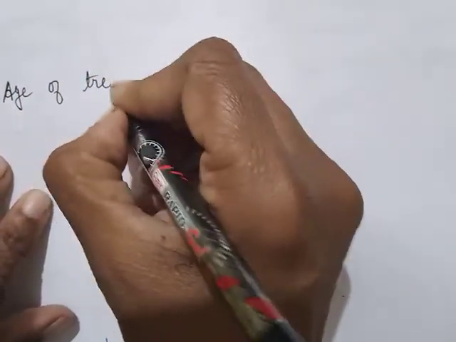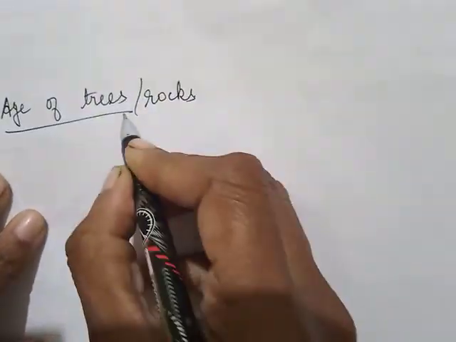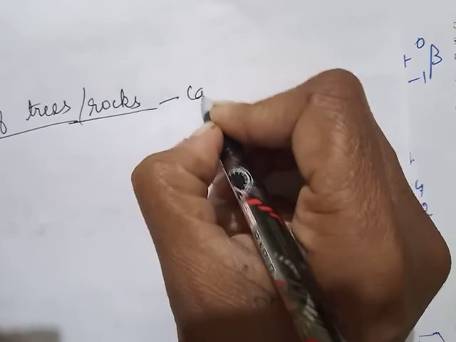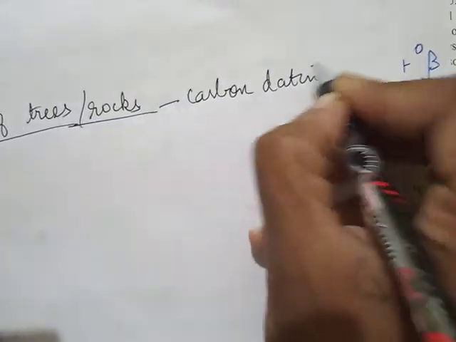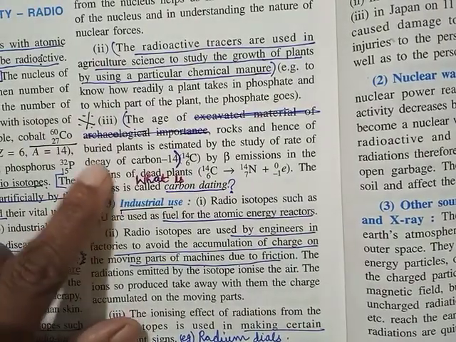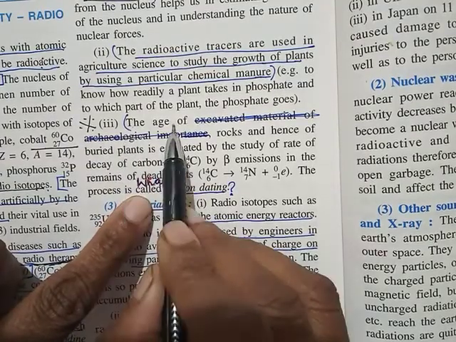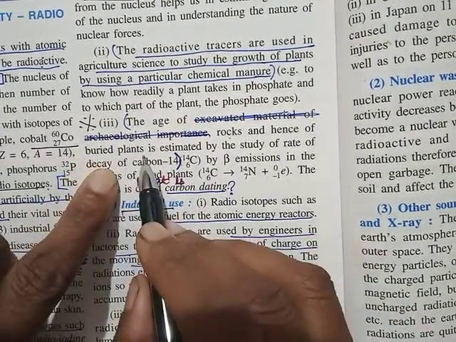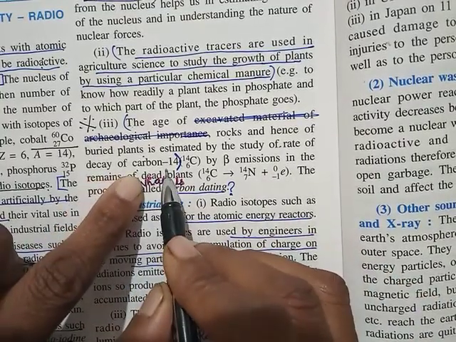The method to find the age of these old tree trunks or trees or rocks is found using this phenomenon called carbon dating. So this is what carbon dating is. If they ask, this is the answer: the age of rocks and of buried plants is estimated by the study of the rate of decay of carbon 14.